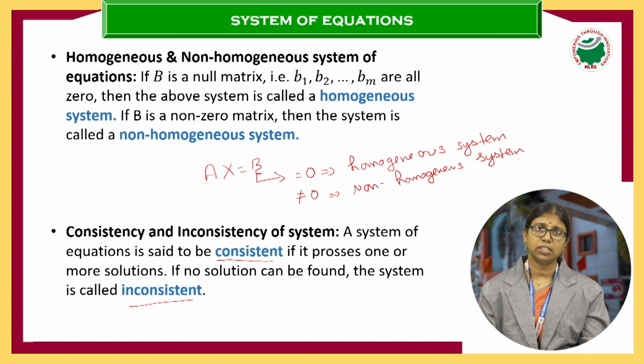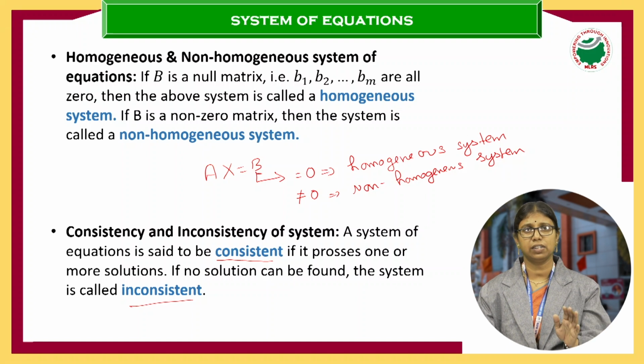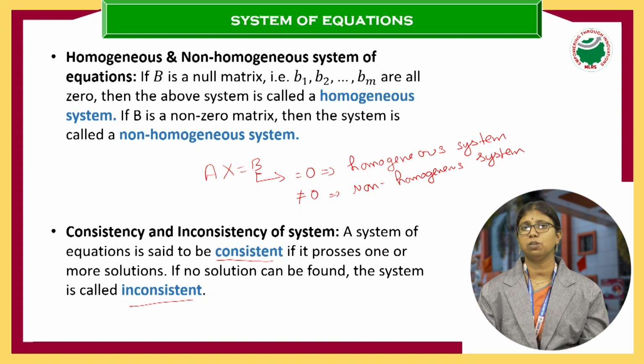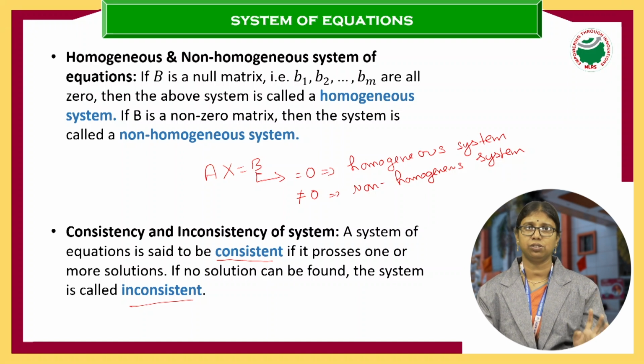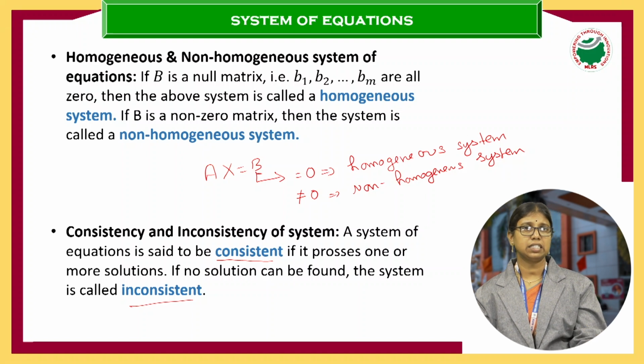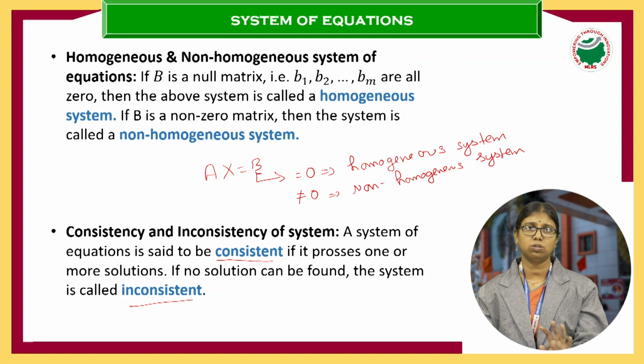In case of homogeneous, definitely the system is consistent. You will get the solution. But for non-homogeneous, there is a possibility of getting inconsistency also. That means a non-homogeneous system may not have a solution. So consistency means the system has a solution. Inconsistency means the given system has no solution.